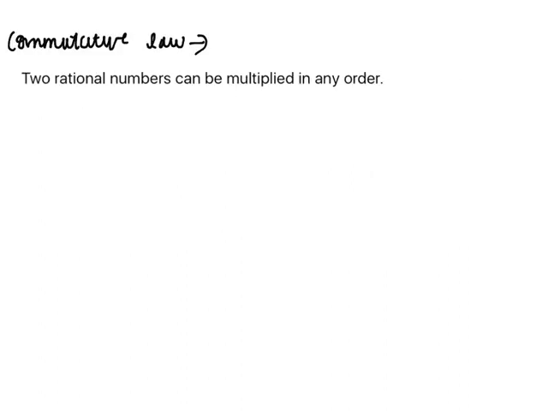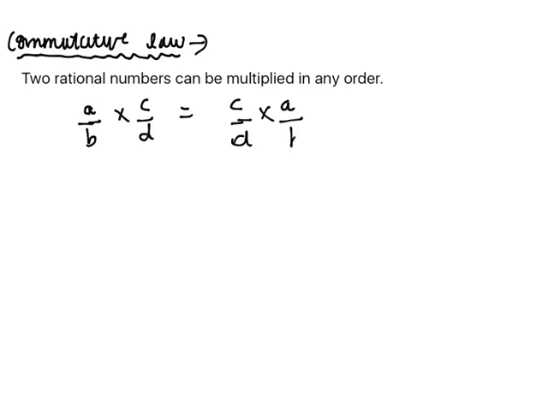Second, we have the commutative law. According to the commutative law, we can multiply rational numbers in any order. Suppose we have a by b and we are multiplying c by d. Then the result will be equal to c by d times a by b. So it means the order will not make any change in the result.